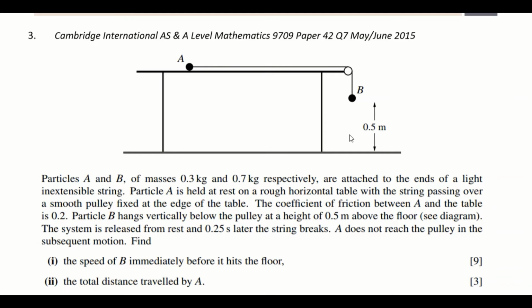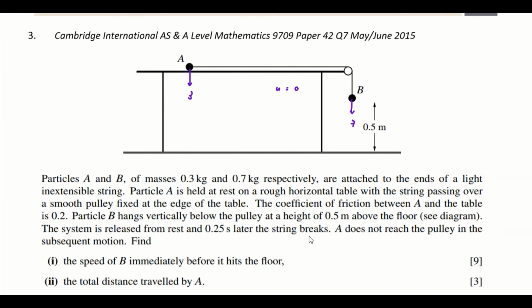It doesn't matter. Okay, so particles A and B of masses 0.3 kg and 0.7 kg respectively are attached to the ends of a light inextensible string. Let's label the weights: A is 3, B is 7. Particle A is held at rest on a rough horizontal table, with the string passing over a smooth pulley fixed at the edge of the table. B hangs vertically at a height of 0.5 meters above the floor. The system is released from rest, so U is equal to 0. After 0.25 seconds, the string breaks.